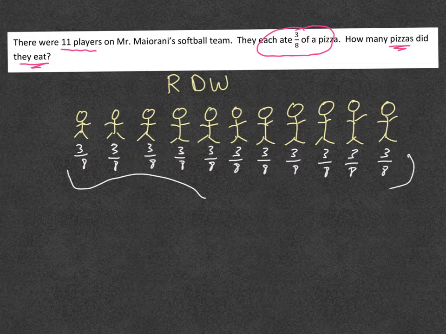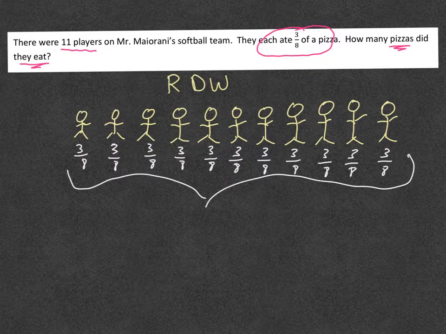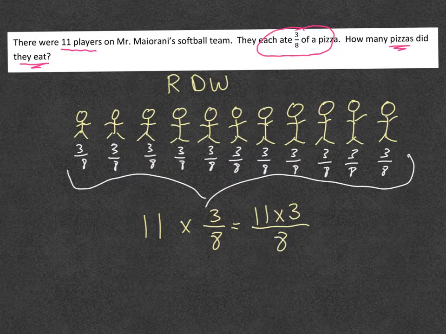So all of this together is basically saying we've got 11 groups of 3/8. So we are going to do 11 times 3/8, which is equal to 11 times 3 over 8, which is equal to 33/8. But now we can't leave this as an improper fraction or a fraction greater than 1. We need to turn it into a mixed number. So we got to pull out those 8s that are in those wholes that are in 33/8.